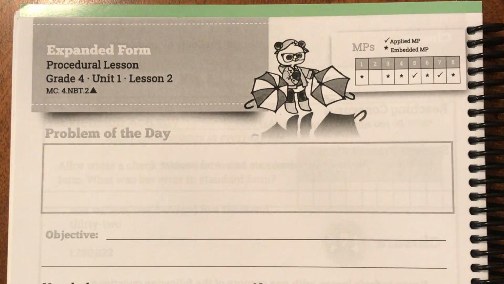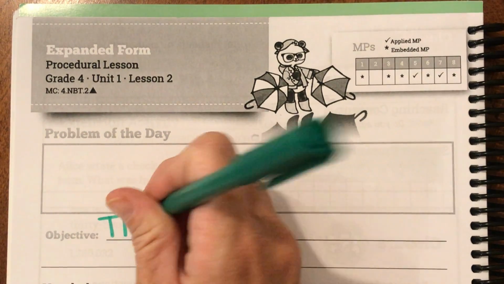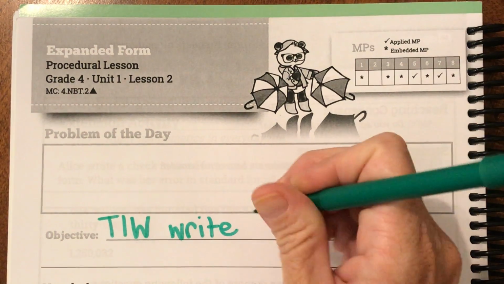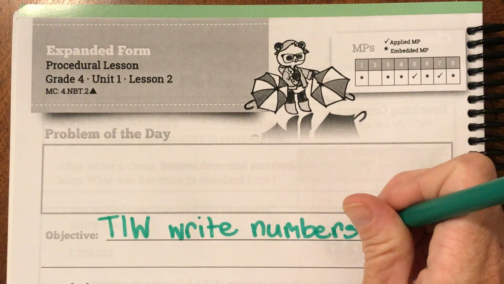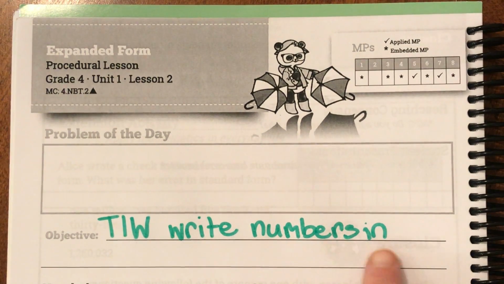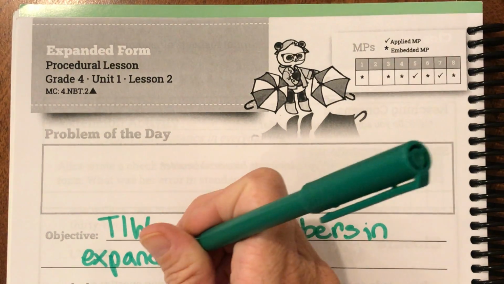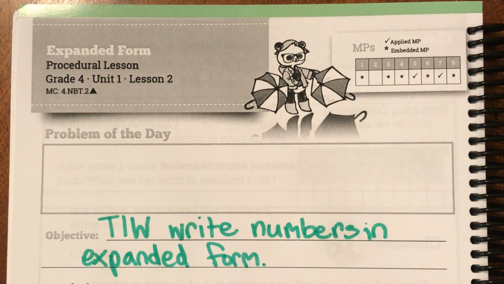Today we are on page 9 of your student journal, so page 9. And our objective for the day is, today I will write numbers in, sorry, I should have left more of a space there, I apologize, in expanded form. Okay, so today I will write numbers in expanded form.